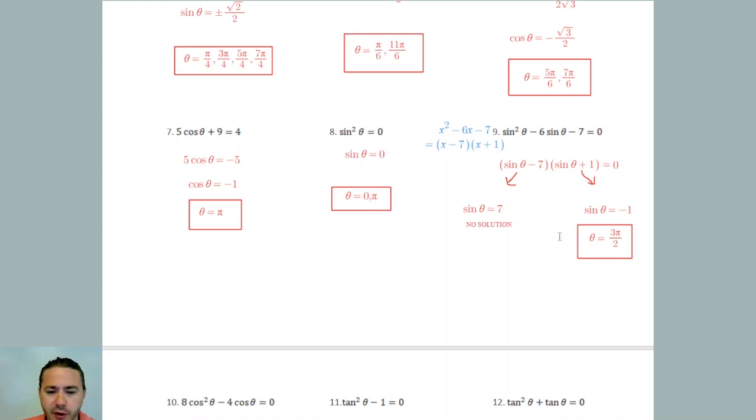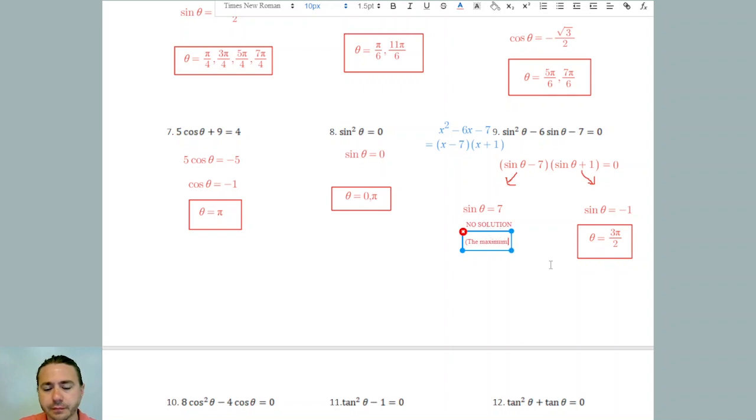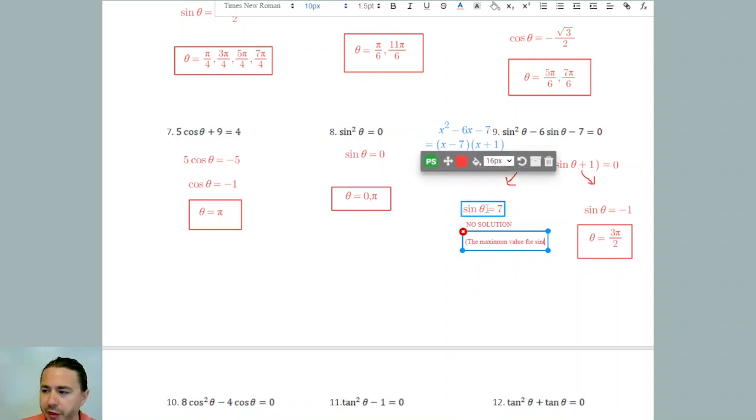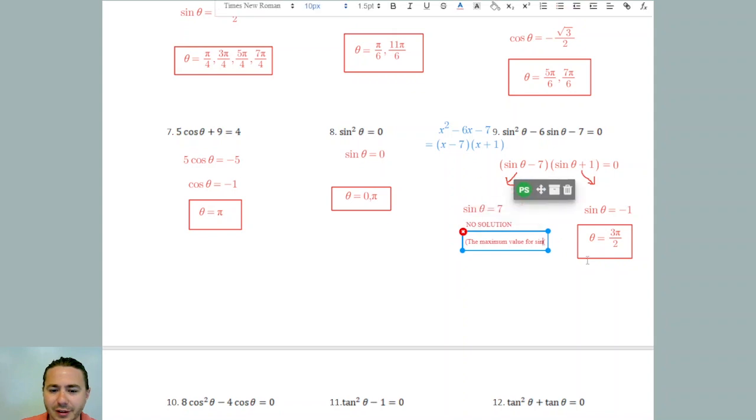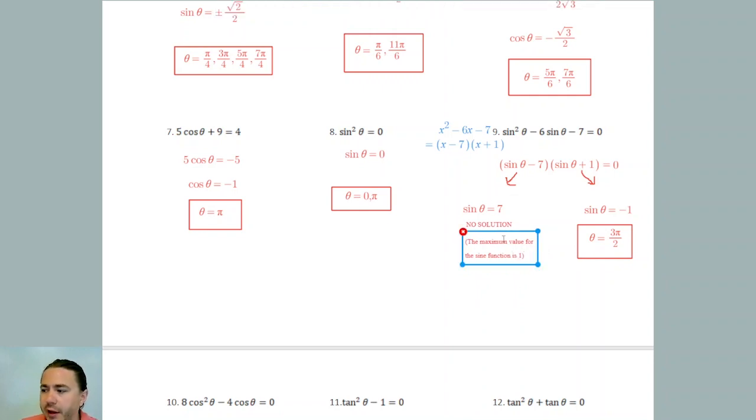I'm going to include a little note here. If you're just looking at this, I'm going to say that the maximum value for the sine function is 1. All right, so the minimum, by the way, is -1, so this is as small as this one will get. Okay, so let's look at number 10.